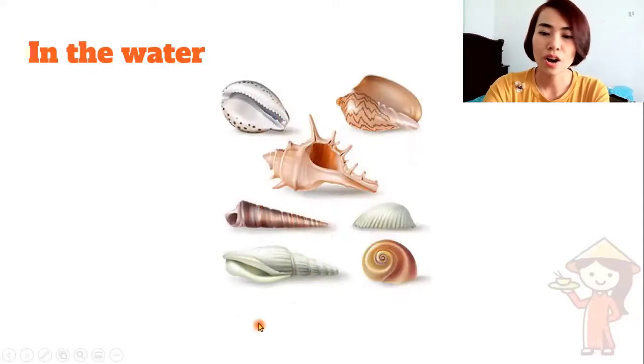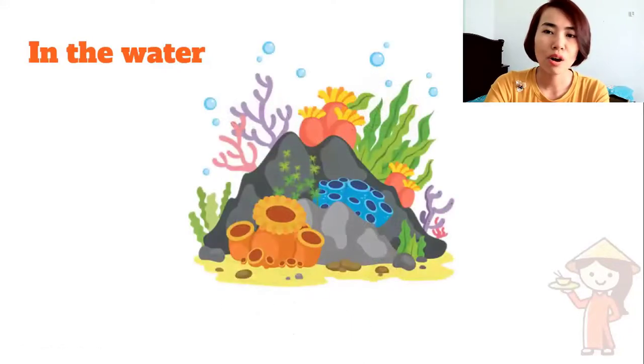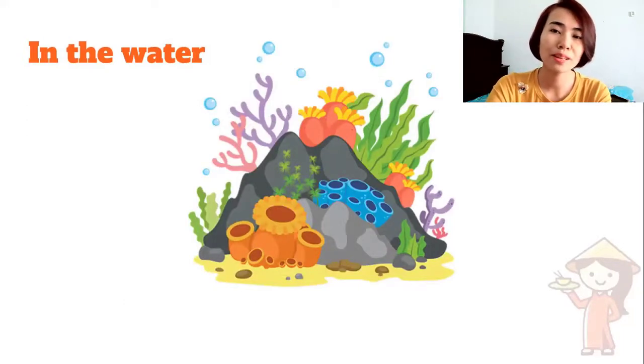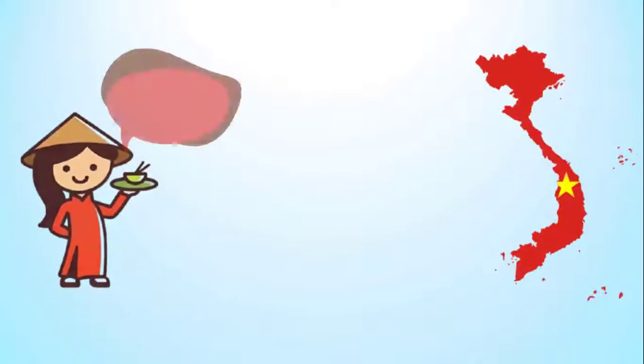Next, these are all the shells. We say con ốc. Next, they are coral, not like an animal, but also categorized in animals or creatures. So they are san hô.